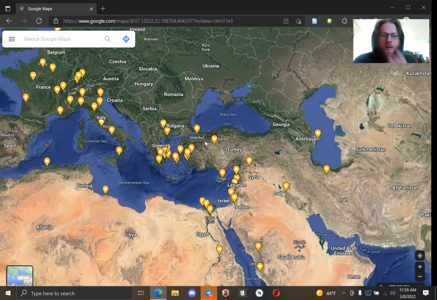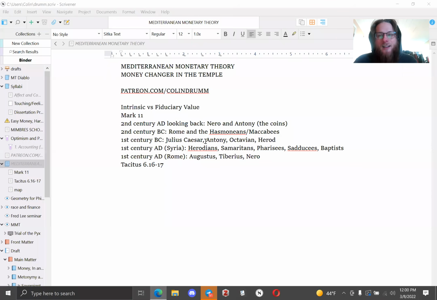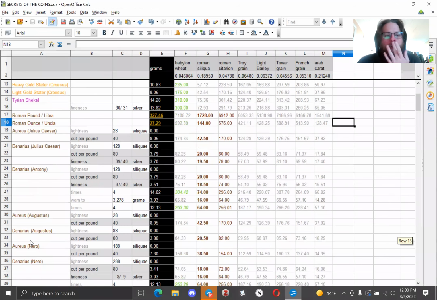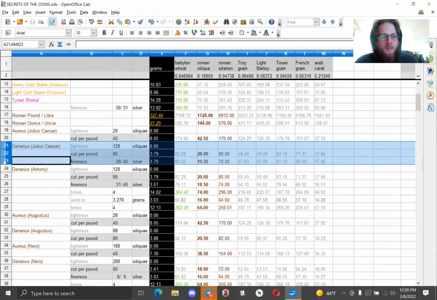Now, what is interesting about this coin is that it is not exactly a denarius. From the perspective of the Roman system, it's sort of a bad coin. So let's take a look at that. This is my guess. I think this is right, it might not be exactly right. This is what I think the denarius is under Julius Caesar.